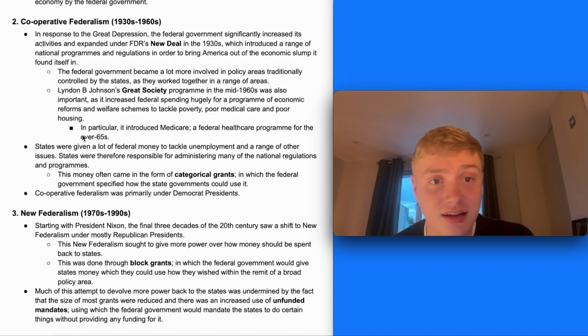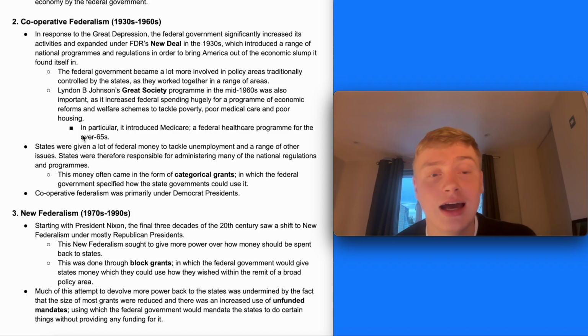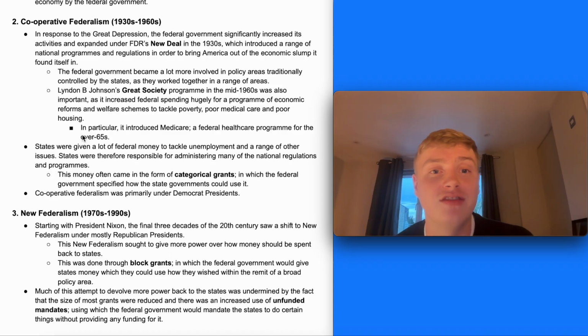What you had then, starting with the Great Depression and FDR's New Deal, was cooperative federalism from the 1930s to the 1960s. And this is when the federal government significantly increased and expanded its reach with a wide range of national programs and regulations in order to bring America out of the economic slump it found itself in. So the federal government in this period became a lot more involved in policy areas traditionally controlled by the states, as they worked together in a range of areas.